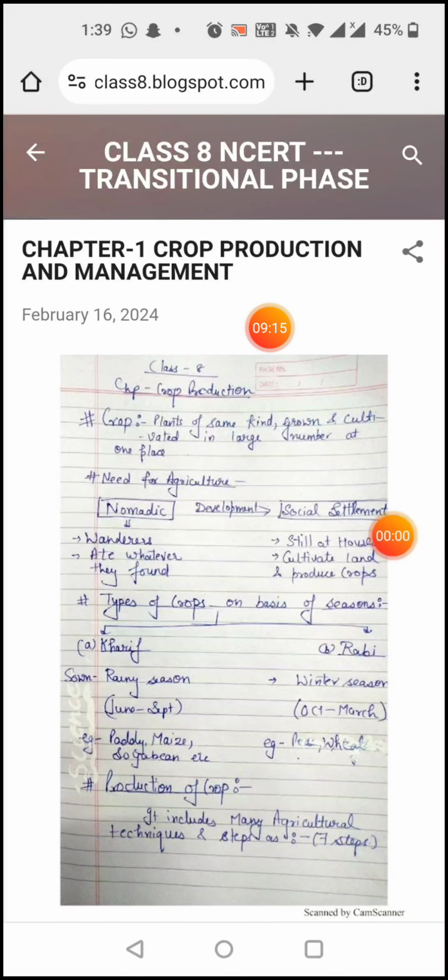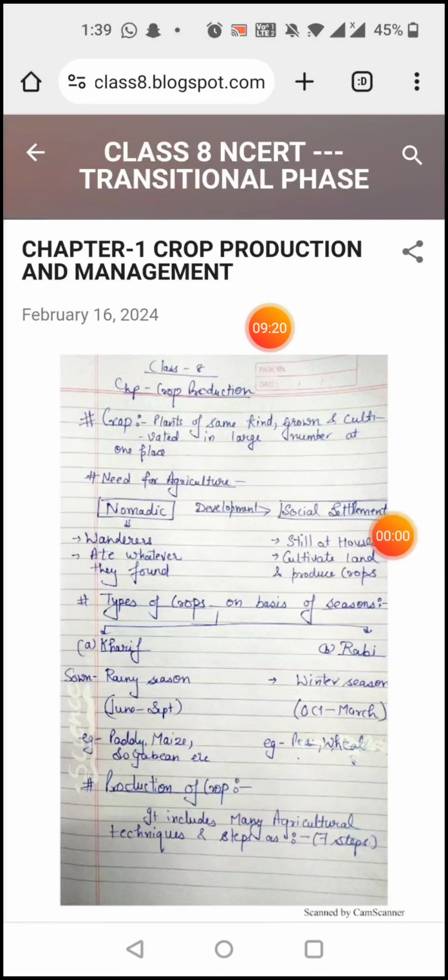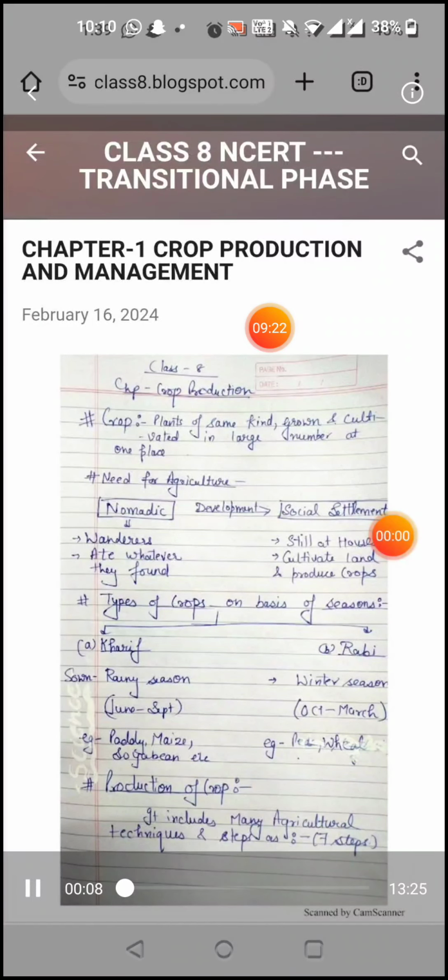Good morning students. Today we will start the class 8th NCERT. The chapter number 1, from chapter number 1 we will start.